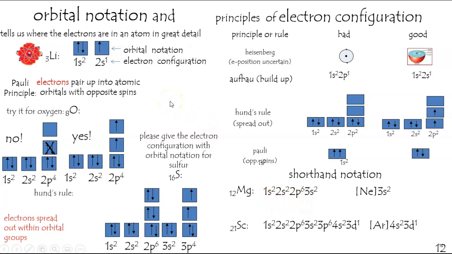It is, after all, an Aufbau order, a building up order. This is orbital notation and the principles of electron configuration.